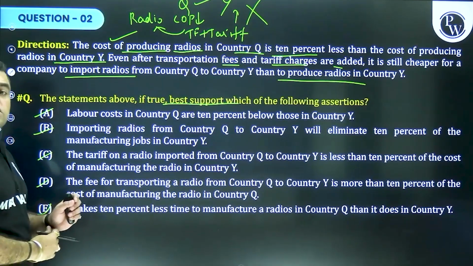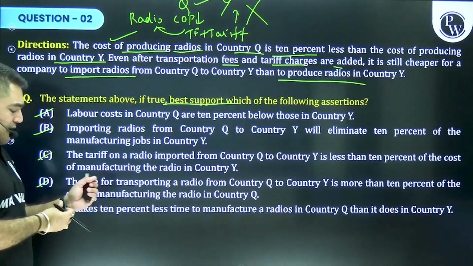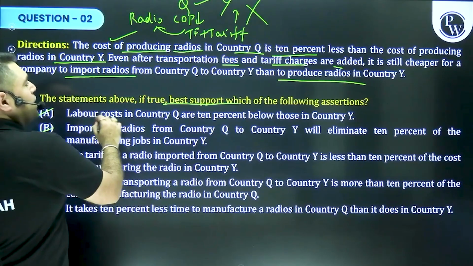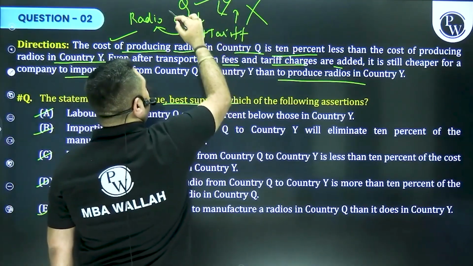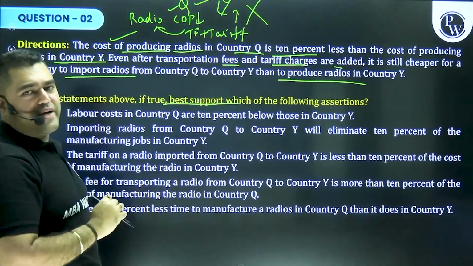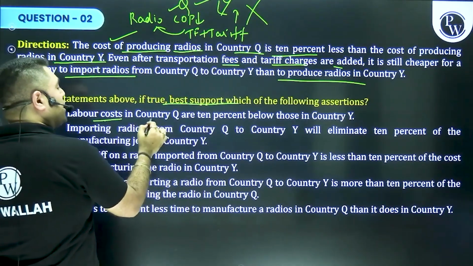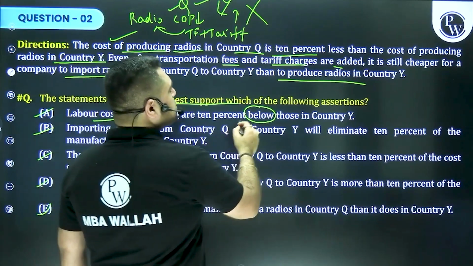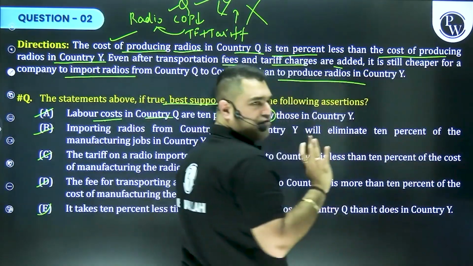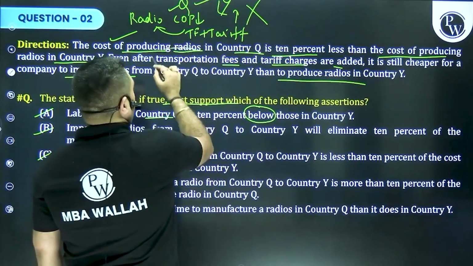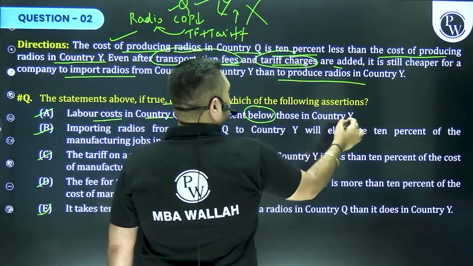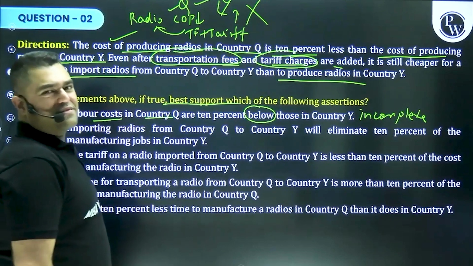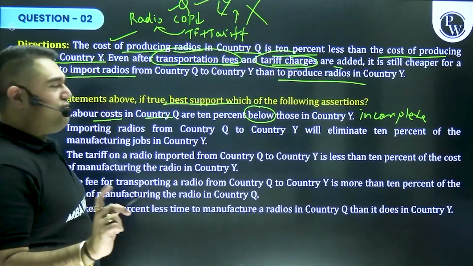That is, the radio cost in spite of transportation cost, in spite of everything is higher there in country Y. Let's see now, people, common sense again. So 100% here everything is higher, here everything is lower. You need to look at an option which matches that. Look, labor cost in country Q is 10% below. That is good, but beta, once again, labor cost is coming from cost of producing. Fair enough. But then what about transportation fees? What about tariff charges? This is incomplete. Okay, so we don't know. Meaning it is iffy. Look beta, again Amit sir's iffy.